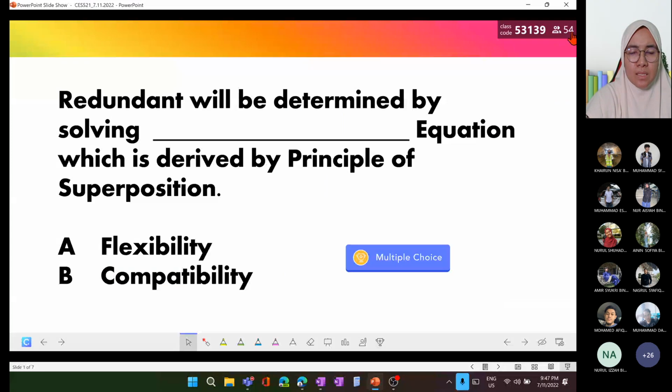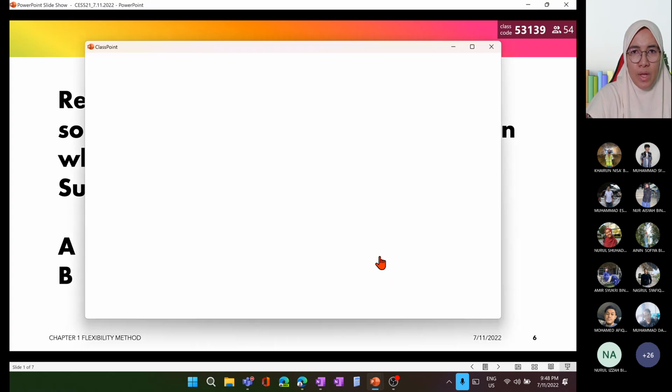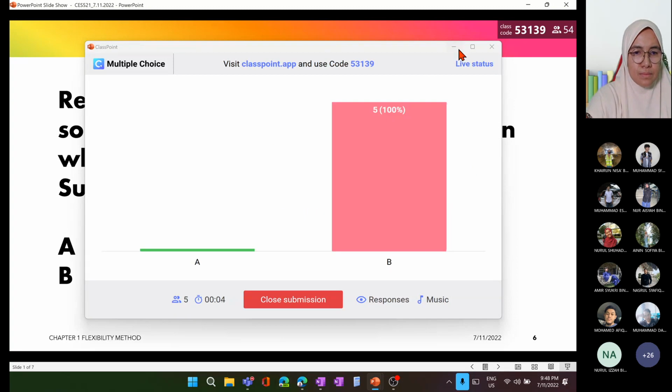Now 54. So all in the class point, please respond. Redundant will be determined by solving what equation, which is derived by principle of superposition? A, flexibility equation. B, compatibility equation. Again, redundant will be determined by solving blank equation, which is derived by principle of superposition. Choose the right answer. 2 minutes from now.